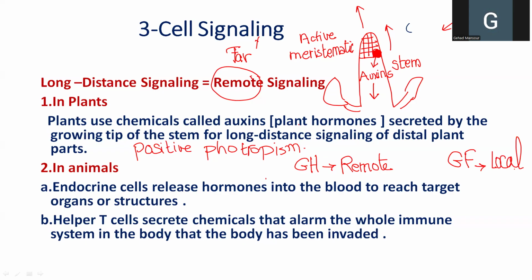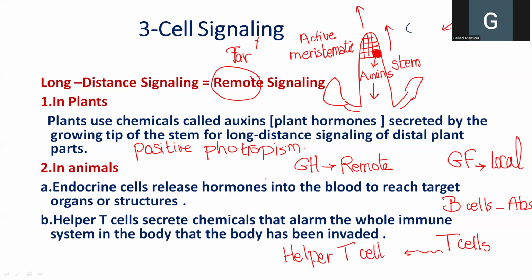Also, when you study the immune system, you will find that we have two types of immune cells. We have the B cells that secrete antibodies against the microbes or the pathogens, and we have T cells. And T cells usually attack the microbe themselves without secreting antibodies. But there is a type of T cells that is called the helper T cell, and that is actually a helper for both B cells and T cells.